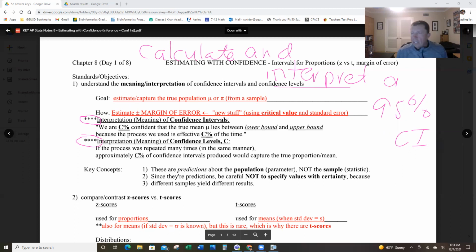If you're dealing with the mean, let's say that you went and watched LeBron James play basketball for 10 games and you wrote down how much he scored.